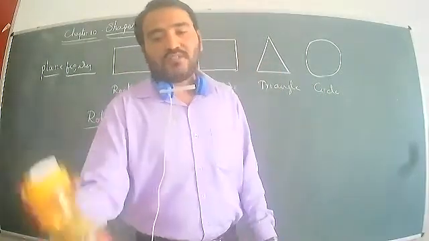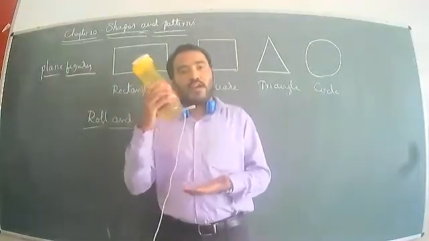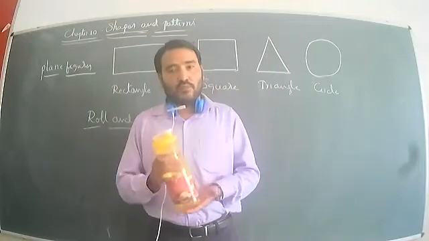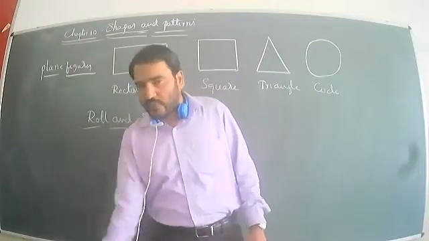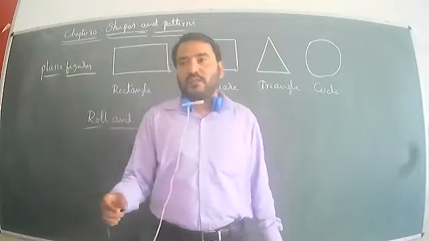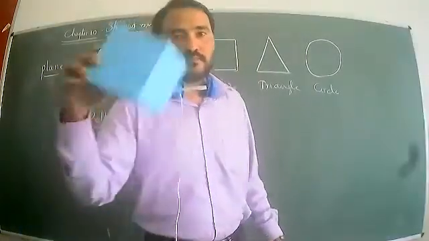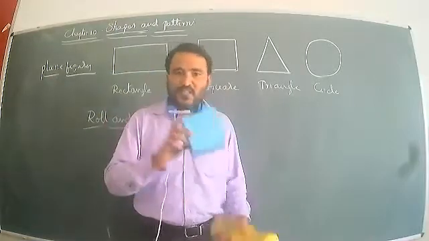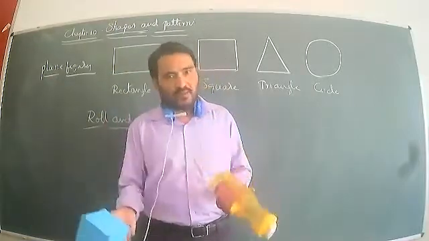Some of the objects can both roll and slide, like bottles, Coke bottles, and the coin. We can roll it and slide it. Then it is a box. It has a flat surface, we cannot roll it, it can only slide.